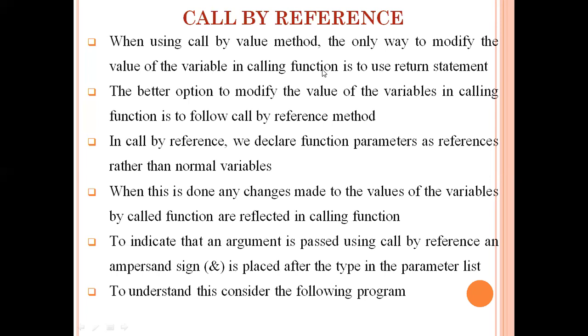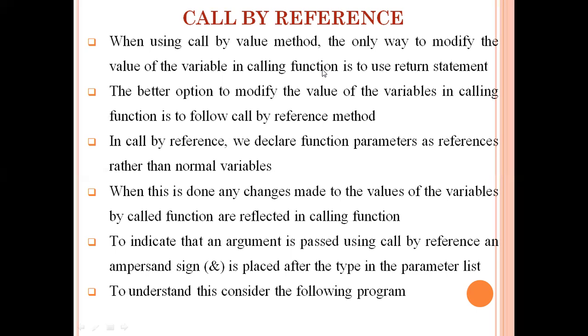When using the call by value method, the only way to modify the value of the variable in the calling function is to use a return statement. That is what we have seen in call by value. While we are calling a particular function inside the main function, in such a case the main function is said to be the calling function, and the function which is called by the main function is said to be the called function. In case of call by value, the calling function passes the values of the variables directly to the called function.